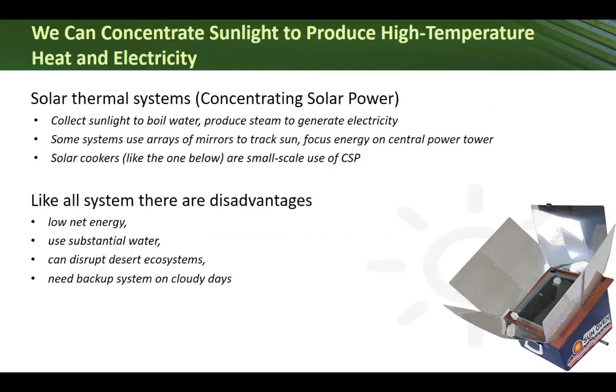So, what we've been talking about, most of these things are examples of solar thermal systems, what we call CSP, or concentrating solar power. We can use this to collect sunlight to boil water, to produce steam, to generate electricity on a small or a large scale. We can talk about a water heater for our house, or we can go ahead and talk about using some big system to power houses.